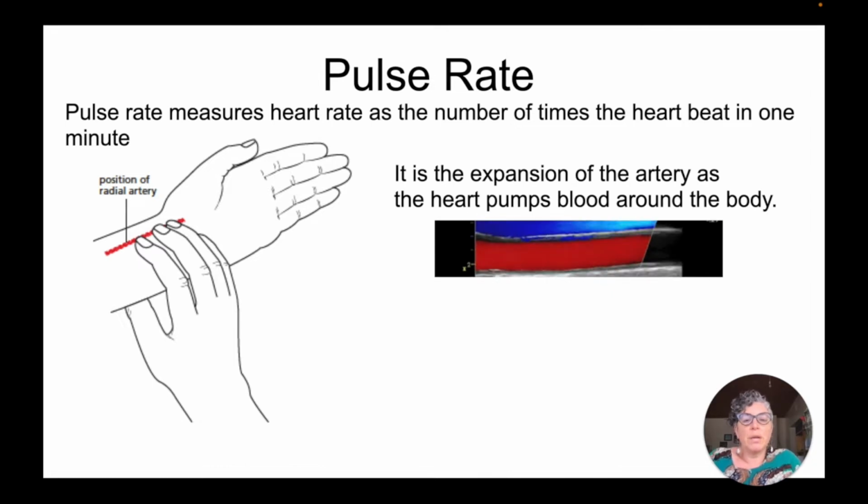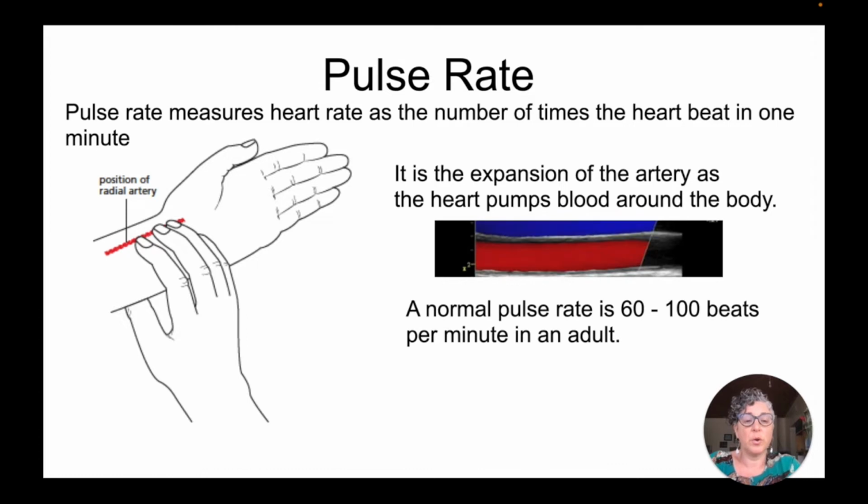So what it is, is the expansion of that artery that they're pressing on as the heart pumps blood around the body. So you can see in this little animation that the artery is expanding as blood is being pushed through. A normal pulse rate is between 60 and 100 beats per minute in an adult. It depends on the person's fitness, on their weight, on their height. A number of factors will determine where they fall within that range.